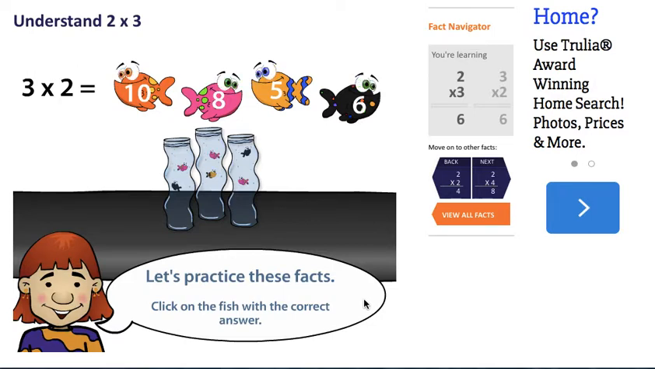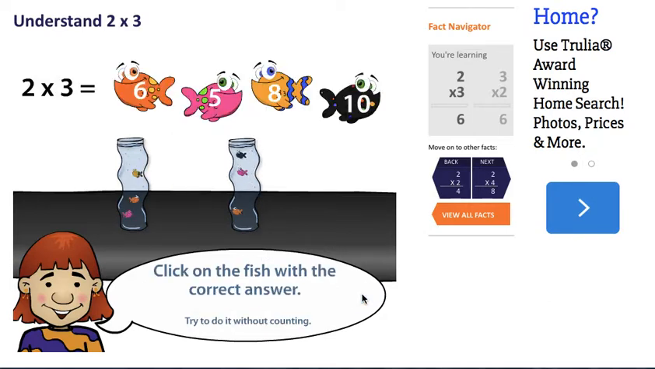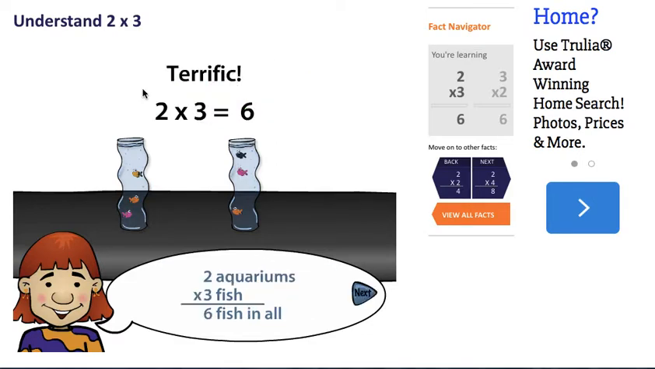Let's practice these facts. Click on the fish with the correct answer. 2 times 3 equals 6. 3 aquariums times 2 fish equals 6 fish in all. Click on the fish with the correct answer. Try to do it without counting. 2 times 3 equals 6. Terrific.